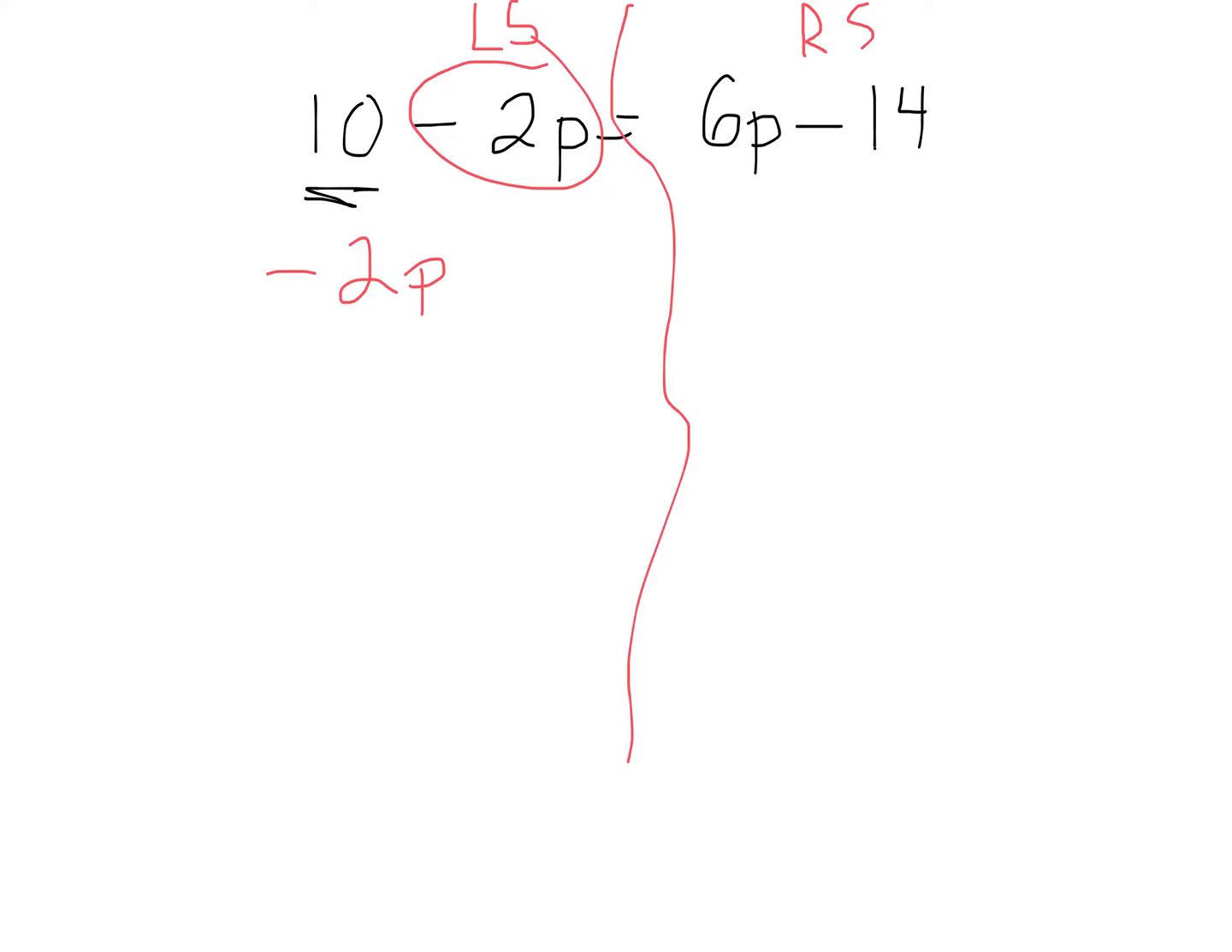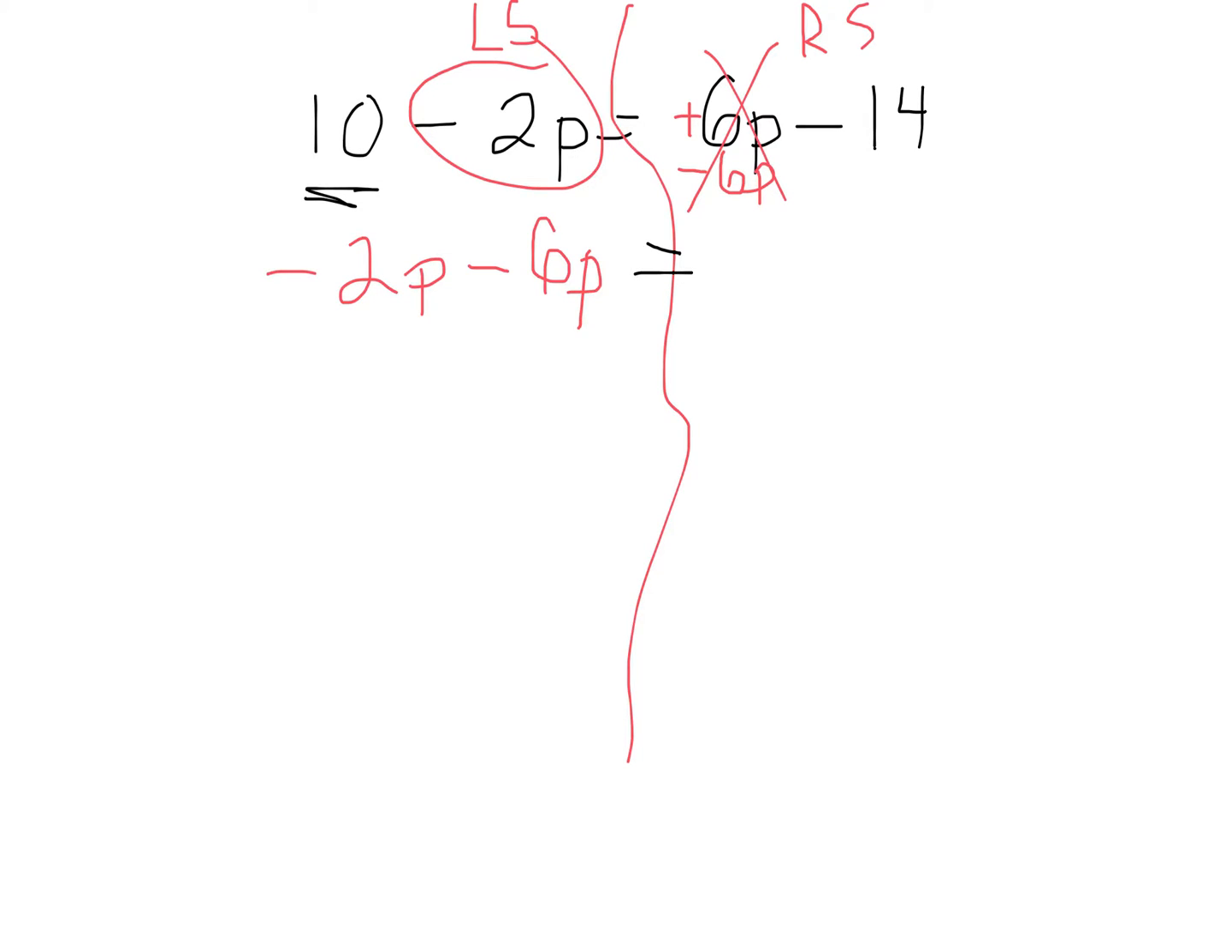But I want to combine this positive 6p. It's on the right side right now, so what would you do to get rid of it? Subtract, because it's plus 6p, so we're going to take away the 6p, and that's gone, right? So what do I have to do to the left side then? If I subtracted 6p from the right side, subtract 6p from the left side. Okay? So that's the first step. I'm bringing my variable terms together. Does that make sense so far?